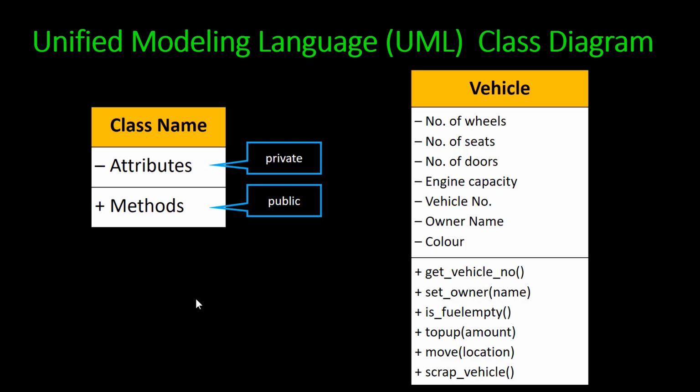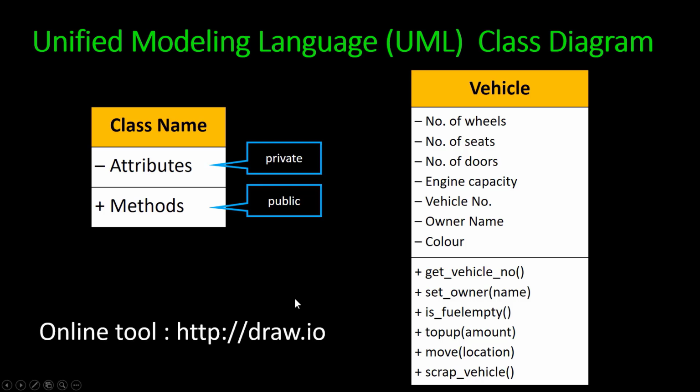The attributes are number of wheels, number of seats, number of doors, engine capacity, vehicle number, owner's name, and color. All these attributes are private. The methods allow you to get the vehicle number, set the owner's name, check whether the fuel tank is empty or not, top up a certain amount, move to a location, or scrap the vehicle. You can use online tools like draw.io to help you draw the UML diagram.